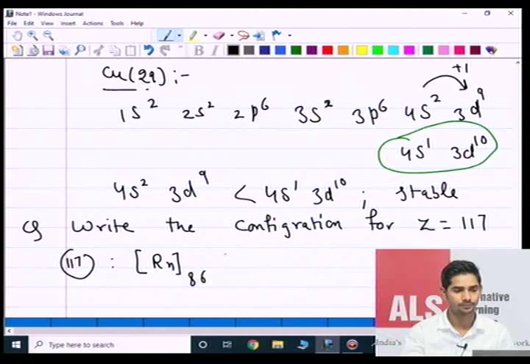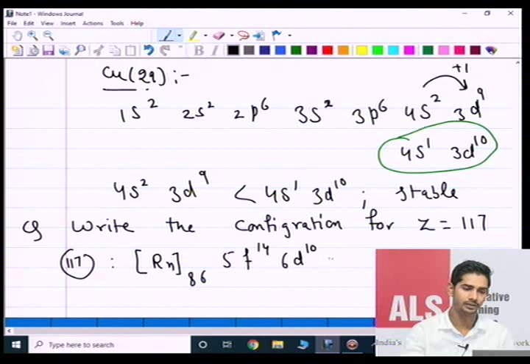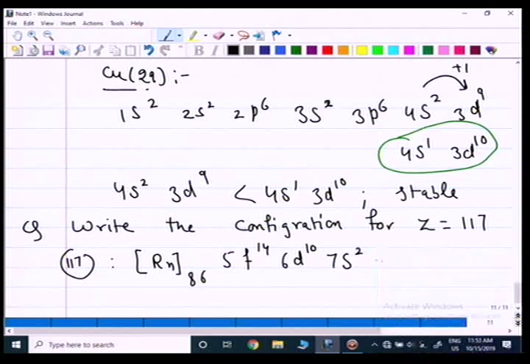Then 5f14, 6d10, 7s2, 7p5. Guys, you can count, there are a total of 117 electrons. 86 plus 14 is 100, plus 10 is 110, plus 7 is 117. You can remember this one.